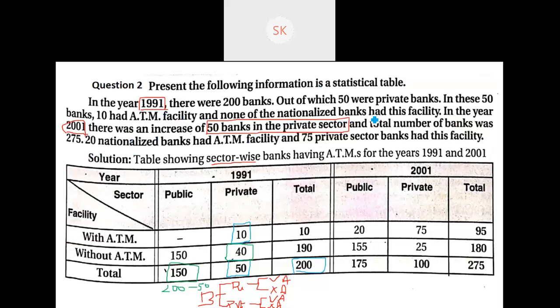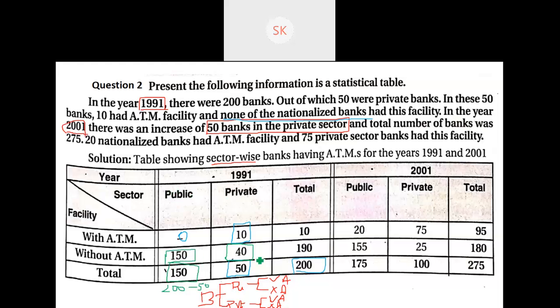And none of the nationalized banks had this facility. They have clearly given that. So nationalized banks means public banks. None of the banks had this ATM facility, which means here it is 0, completely 0. If this is 0, it means that all the 150 nationalized or public banks did not have ATM. So how did we calculate? 150 minus 0, which is equal to 150.